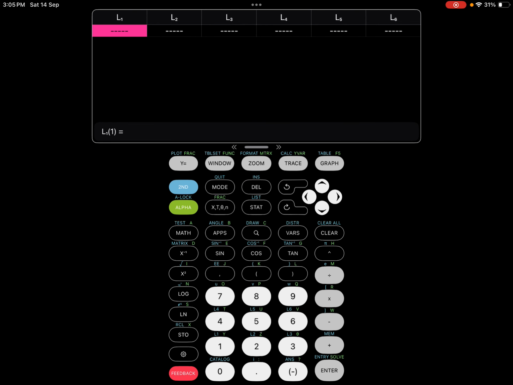I've got this little app on my iPad, which resembles the TI-84. I'm just going to show you how this works, okay? So we're going to put all the data into the calculator. Under L1, we're going to have 80, 82, 79, 60, 65, 92, 90, and of course 81.